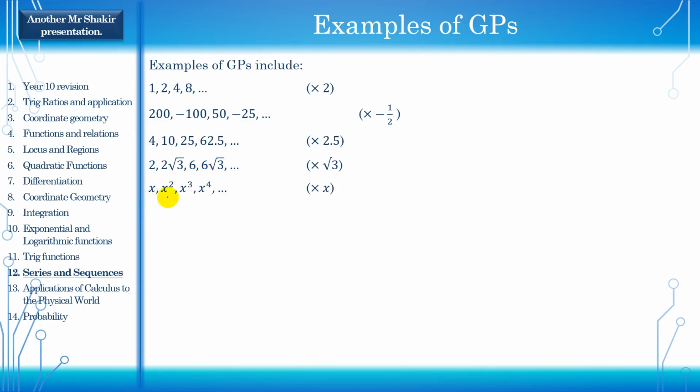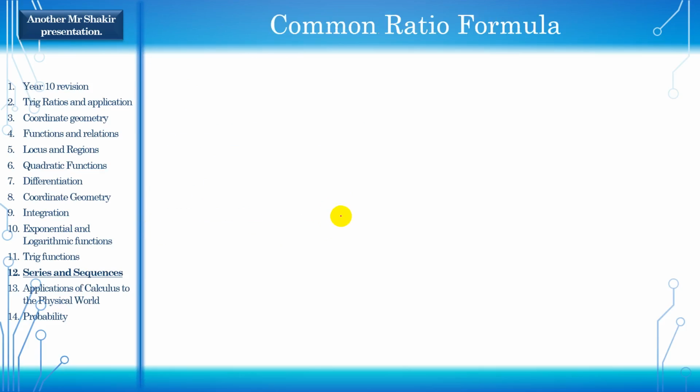Over here, it's clearly multiplying by x. It's going up by x, x squared, x cubed. Okay, this one, it's going down, so it's a fraction less than 1, obviously. And the numbers don't look familiar, but yeah, it is multiplying by 3/4.